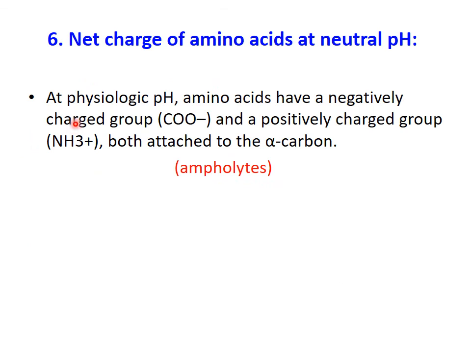Now, net charge of amino acids at neutral pH. At physiological pH, amino acids have a negatively charged group and a positively charged group, both attached to the alpha carbon. So this form of amino acid we call ampholytes. They behave as a zwitterion.